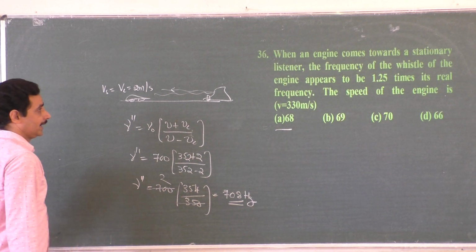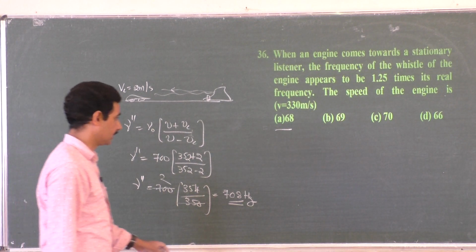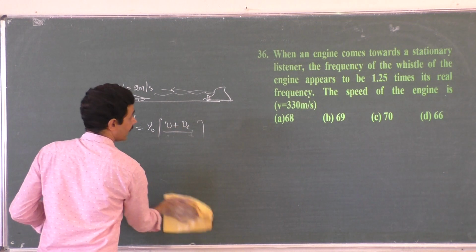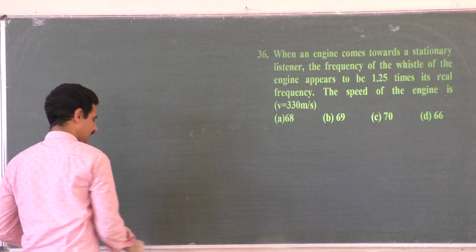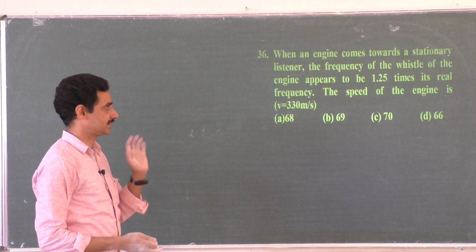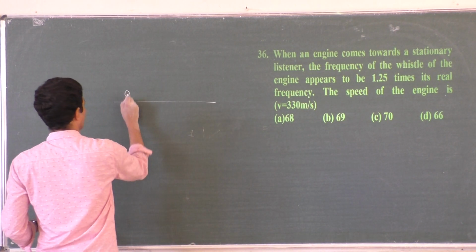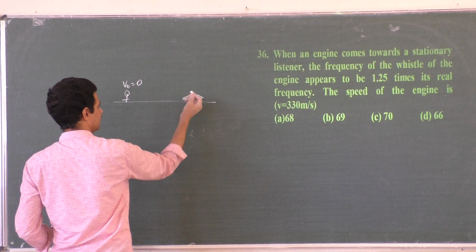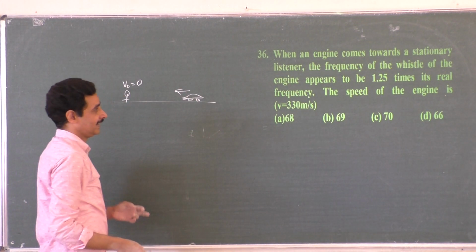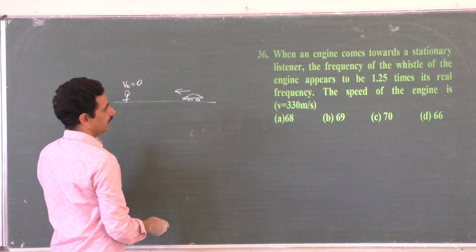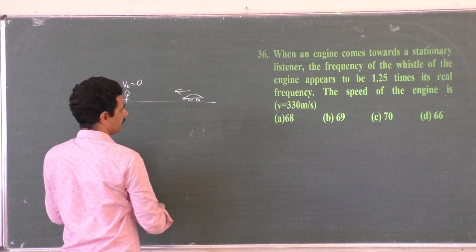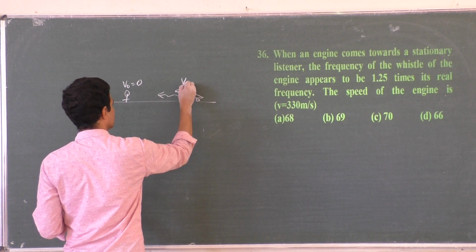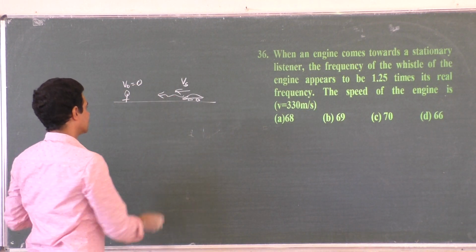36. When an engine comes towards a stationary listener, the apparent frequency of the whistle of the engine appears to be 1.25 times its real frequency. Analyze the situation. When an engine comes towards a stationary listener, engine, ours is a car, because I have a cheap car which can be drawn very easily. The speed of the engine is the source, Vs is like this, sound is like this.